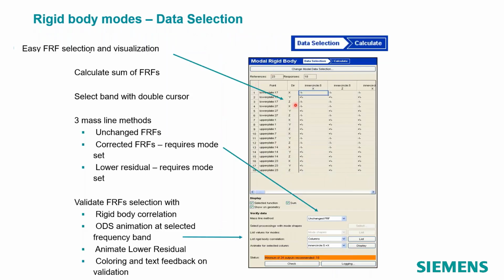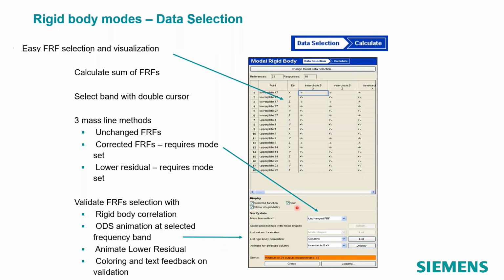So here we can see the FRFs. We can calculate the sum block, select the band with a double X cursor, 3 mass line methods, unchanged FRF, corrected FRFs, and lower residual. And then we can validate the FRFs with rigid body correlation. Here we can calculate the rigid body correlation for columns or rows. ODS animation at the selected frequency band. So here I can pick a column and display and animate that. And then we've got some coloring and text feedback, whether it's green, orange, or red.